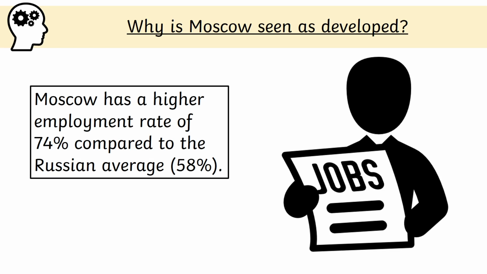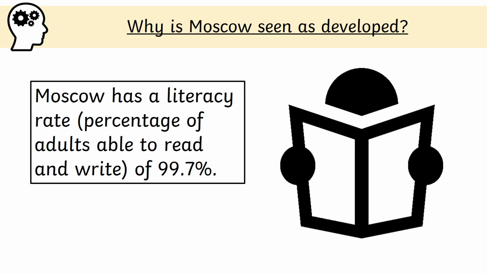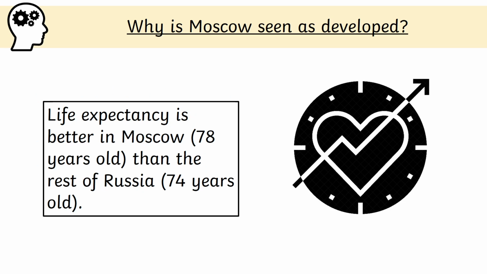Moscow has a higher employment rate of 74% compared to the Russian average, which is 58%. This means that 74% of people living in Moscow have a job. All homes in Moscow are supplied with clean water from Mosvodokanal, which is the water service company for Moscow. Moscow has a literacy rate of 99.7%. This means that 99.7% of adults living in Moscow have the ability to read and write.